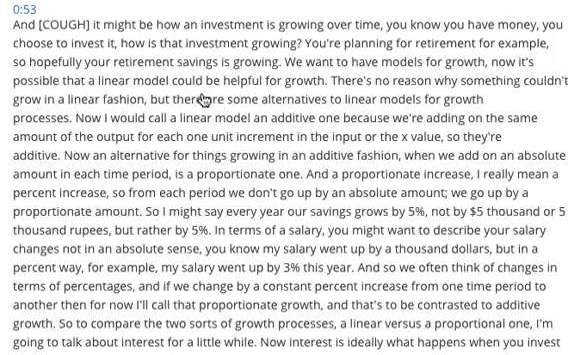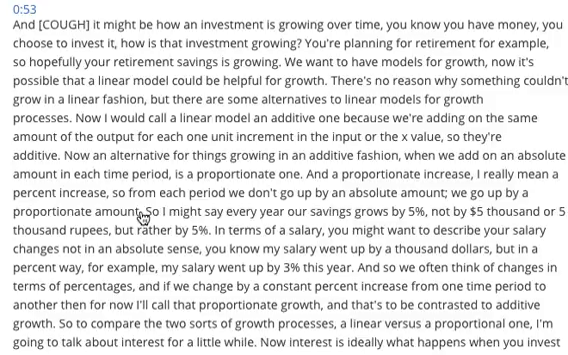Now it's possible that a linear model could be helpful for growth. There is no reason why something couldn't grow in a linear fashion, but there are some alternatives to linear models for growth processes. I would call a linear model an additive one because we are adding on the same amount of the output for each one unit increment in the input, or the x value. So they are additive.